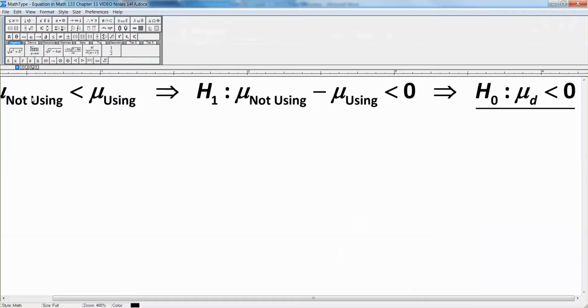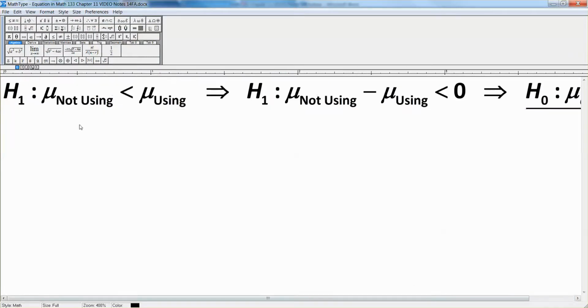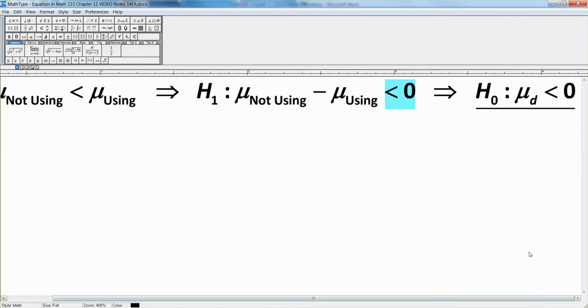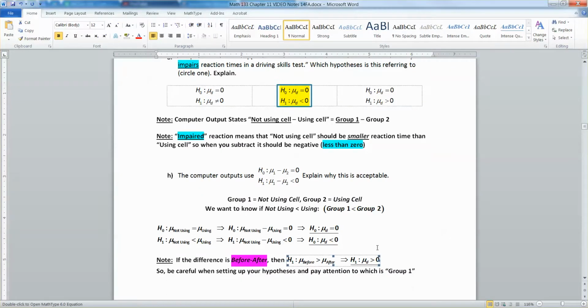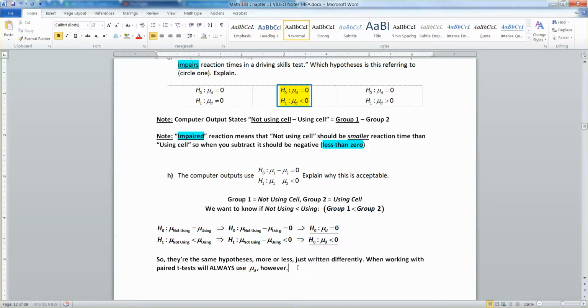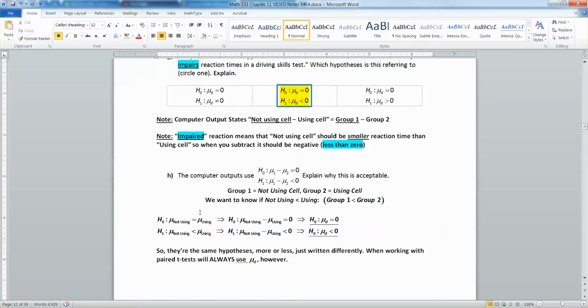Then the alternative would be that you think that not using is less than using. So when you subtract the mean for using from both sides, that'll get you less than 0, just like we said above. And that's why mu d is less than 0. So they're the same hypotheses, they're just written differently. All right, so that's what I just wrote here.